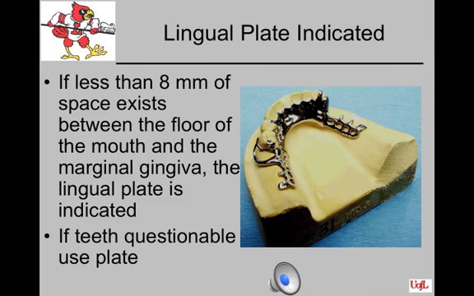If there's insufficient space, or less than 8 millimeters of space, between the functional floor of the mouth and the marginal gingiva, then the lingual plate has to be used. If there are questionable teeth from a periodontal standpoint, the lingual plate should be used because correction and adjustments to the denture can be made if teeth are lost, if these teeth have been plated.